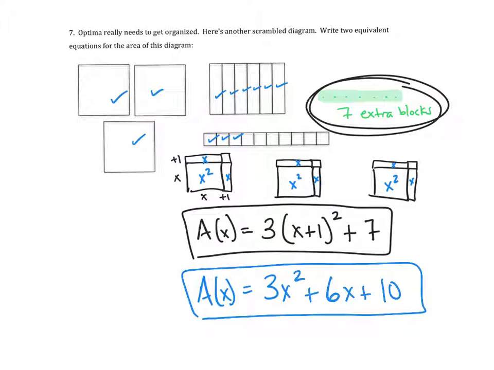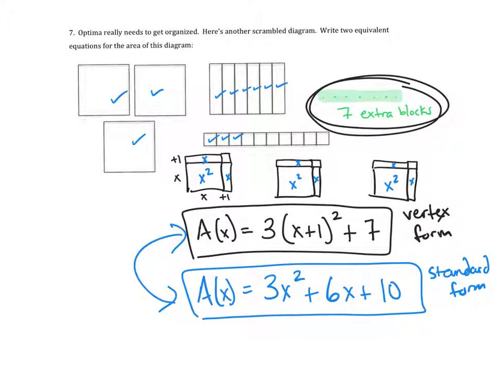Y'all, these 2 equations are equal to each other. So these are the 2 ways. This is standard form right here. And then this puppy up here is vertex form. So if you know how to write these, you are in good shape.